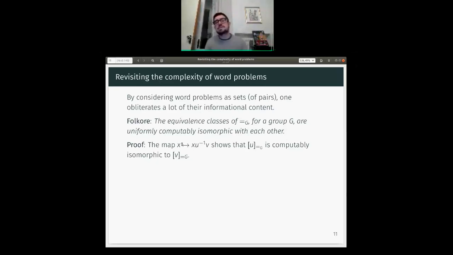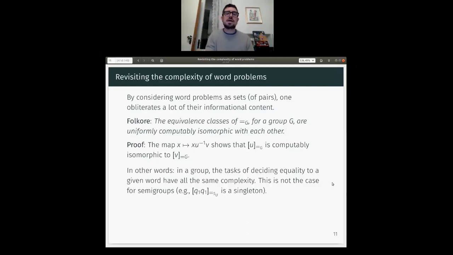So basically, this is a many-one reducibility from the class of U to the class of V. In fact, this mapping is obviously injective from words to words, and so it is a one-one reducibility. And so you can conclude by Myhill's isomorphism theorem that these classes are computably isomorphic. So in other words, as I told you, in a group, the tasks of deciding equality to a given word all have the same complexity.